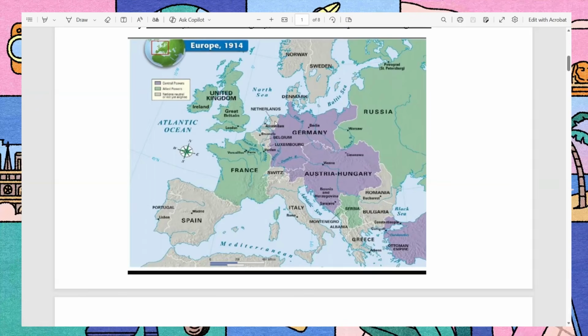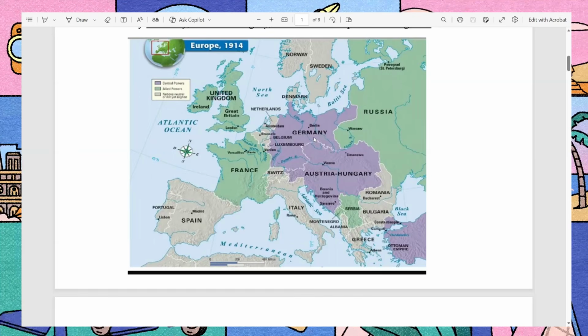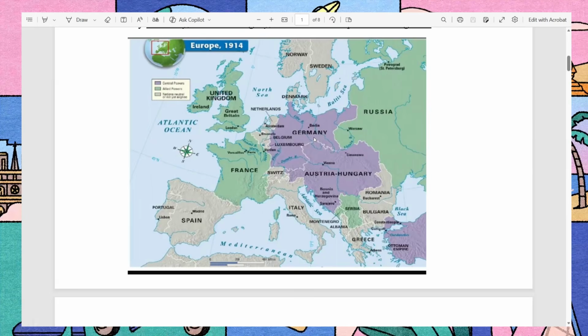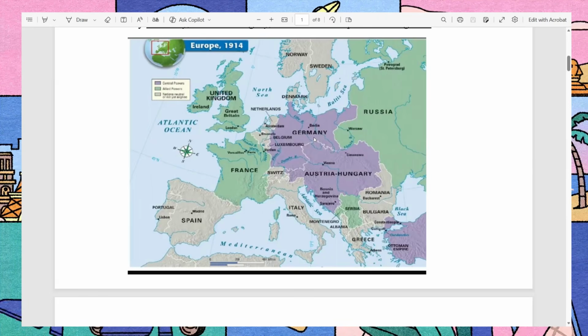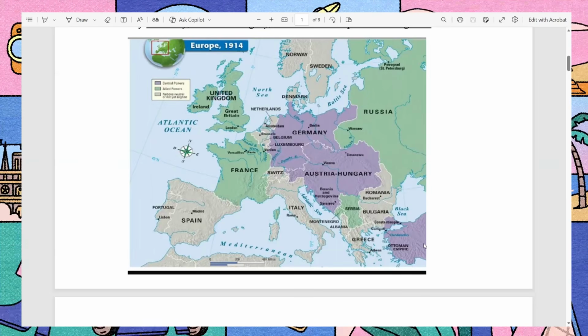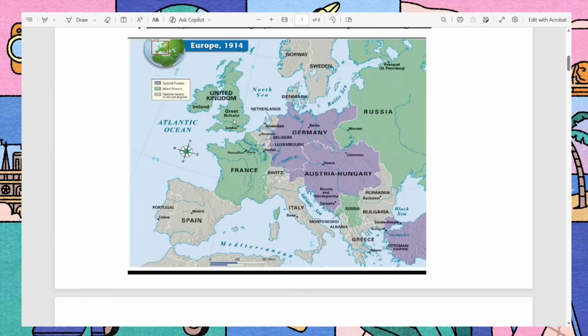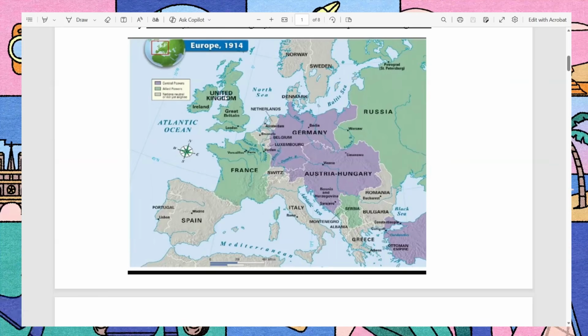The provided map shows the location of the Central Powers and the Allied Powers in Europe. The pink color indicates the Central Powers, which consist of Germany, Austria-Hungary, and the Ottoman Empire, and the green color indicates the Allied Powers, which consist of Russia, France, Great Britain, and the United Kingdom.